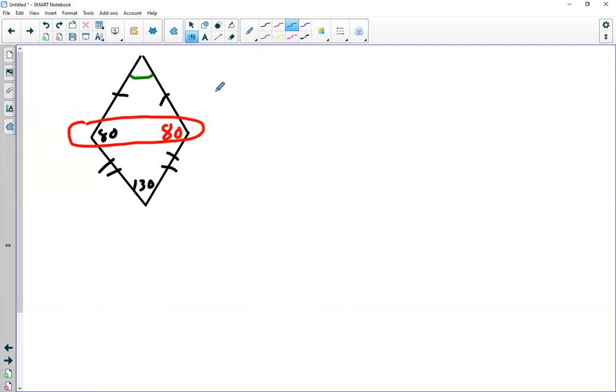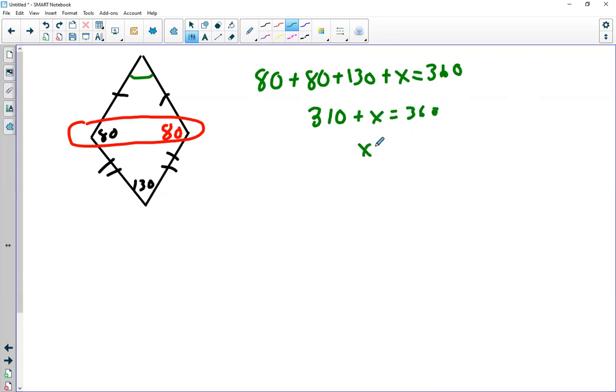Now, to find this missing one on the top, you need to take it, as Abby said, at 360, because the whole shape equals 360. So 80 plus 80 plus 130 plus X equals 360. 310 plus X equals 360. X equals 50. So this one would be 50. Will that be supplementary every time? No, not necessarily. This happened to be supplementary.